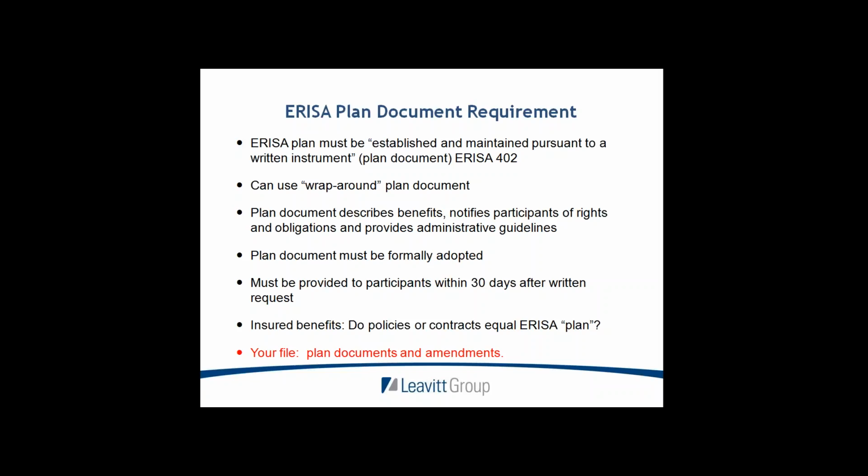Now, what most courts have said in the past is if there's not a separate written plan document, then we'll just look at the written documents that exist. But with a wrap document, you can specify certain things that may not be covered in the other documents. The plan document should be formally adopted. It doesn't have to be distributed to participants unless they request a copy of it, and then it should be provided within 30 days. So in your file, you want to have a copy of the plan documents and amendments, and if people requested a copy, maybe note that you gave that to them.